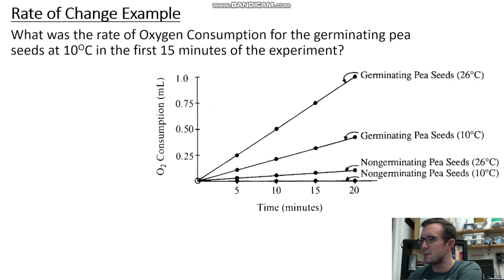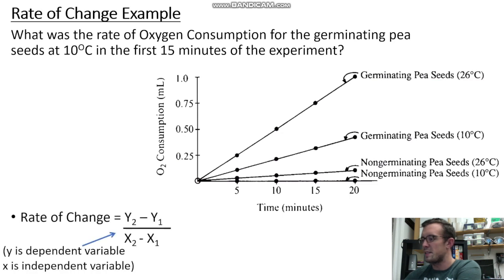And our last type of problem is a rate of change example. It's asking what was the rate of oxygen consumption for the germinating pea seeds at 10 degrees Celsius in the first 15 minutes of the experiment. Well, what the question is really asking is, as our independent variable changes, how much does our dependent variable change as well? And in a graph that shows up as the slope formula.